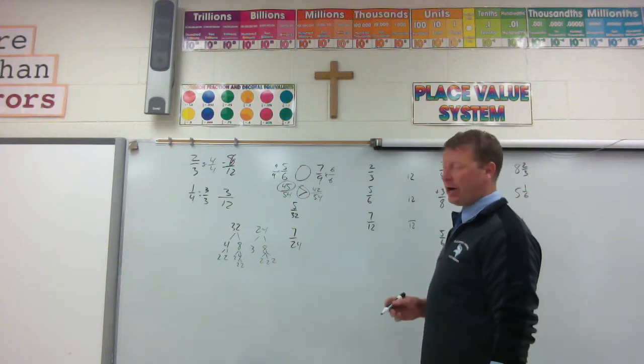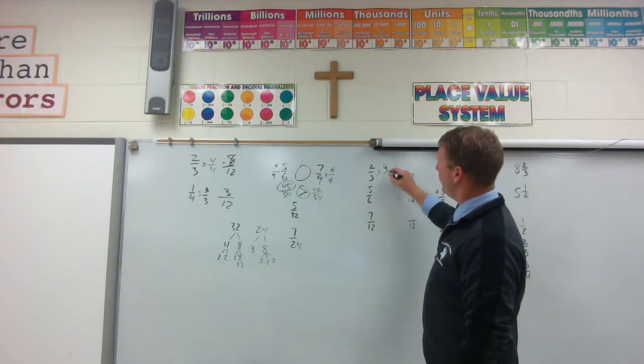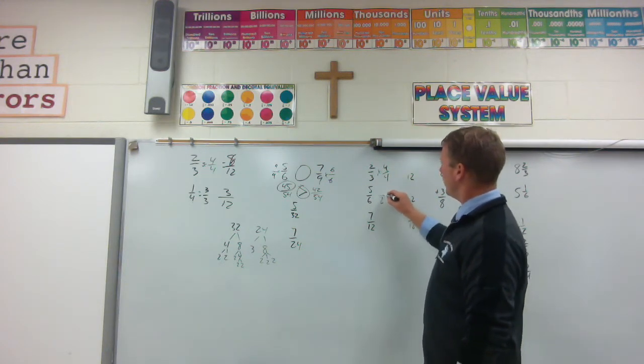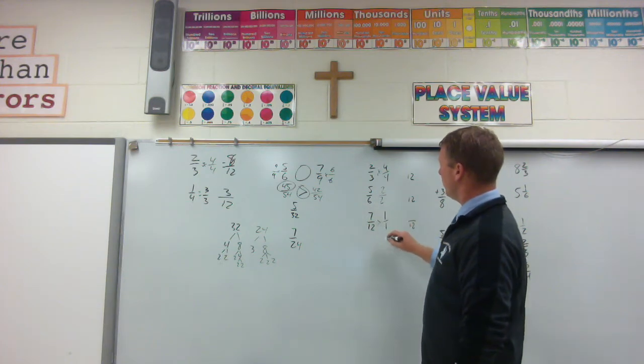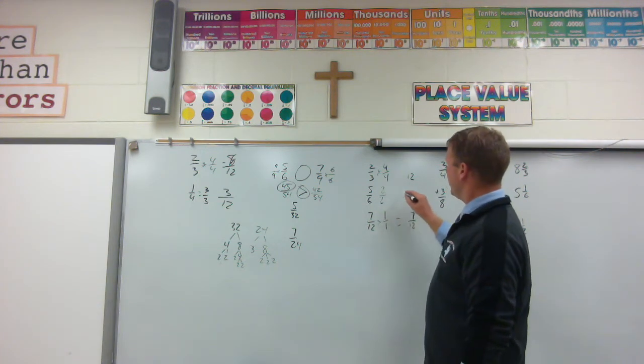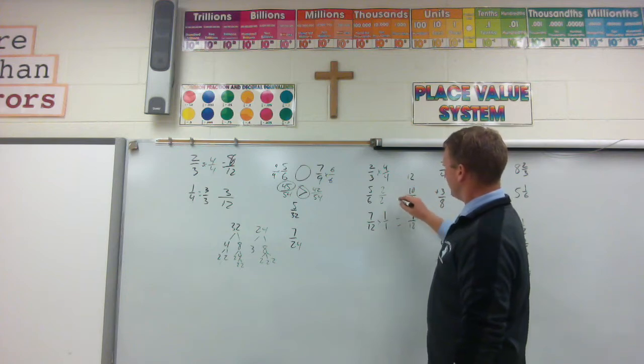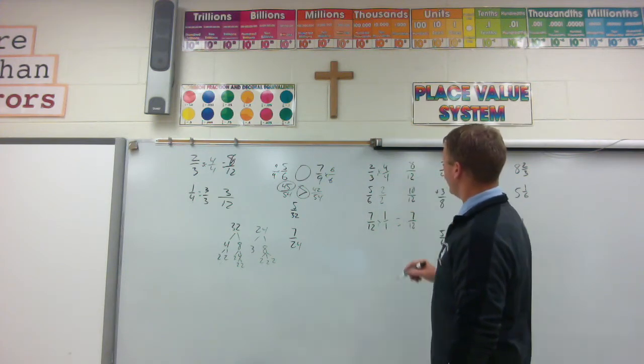Now I got to ask myself, how did I get there? Well, I multiplied this one by 4 over 4. I multiplied this one by 2 over 2. I multiplied this one by 1 over 1. That one stays the same. This one times the top gives me 10 twelfths. This one times the 12 gives me 8 twelfths.